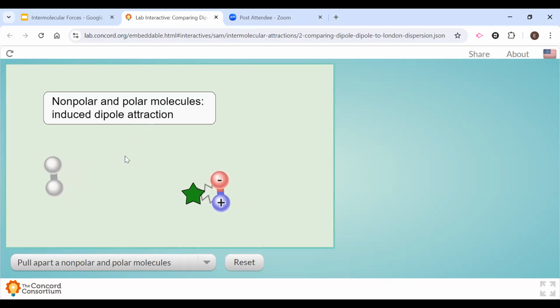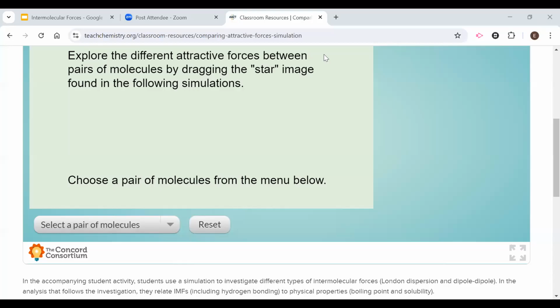It's induced dipole attraction. So that's for you to see exactly what we've been talking about in theory. Okay. Let's look at this with an example of what you just did.